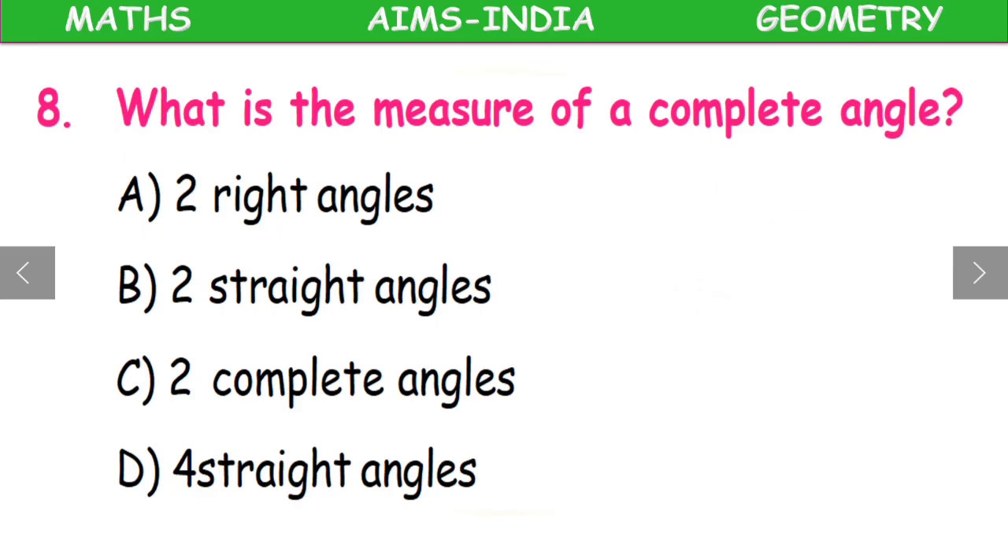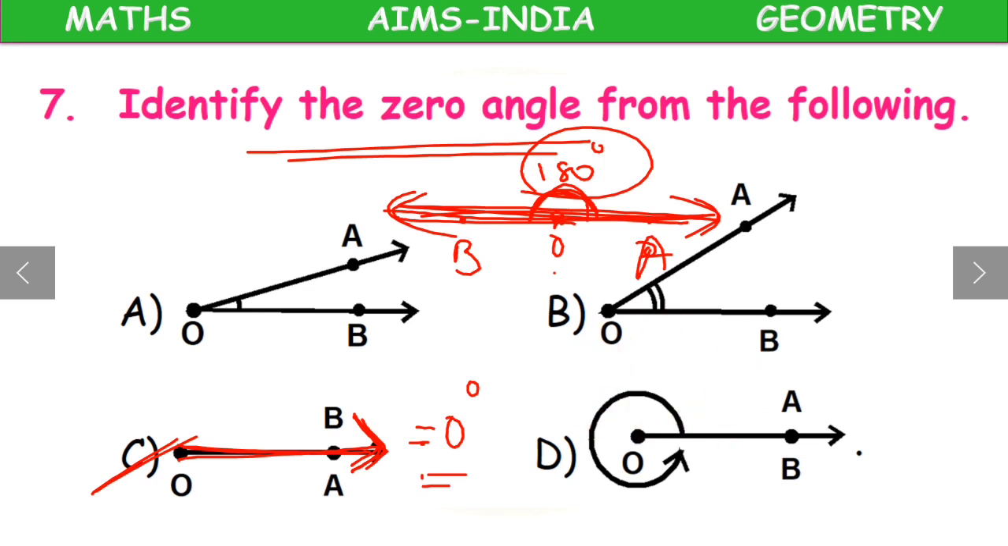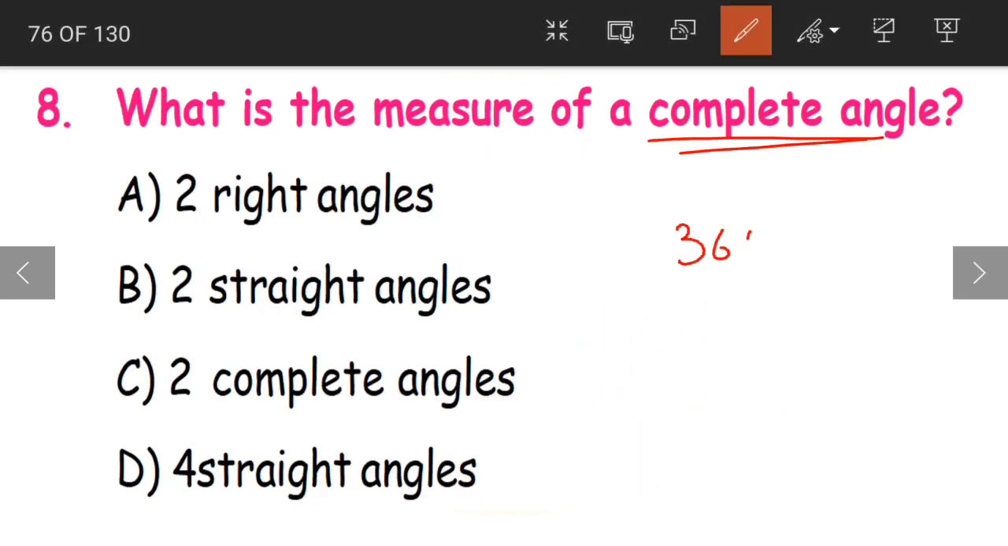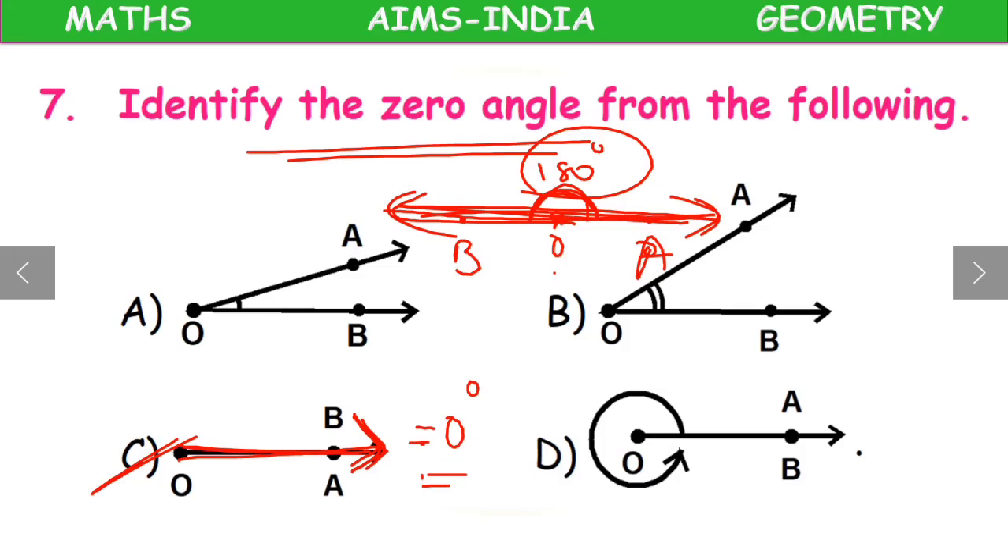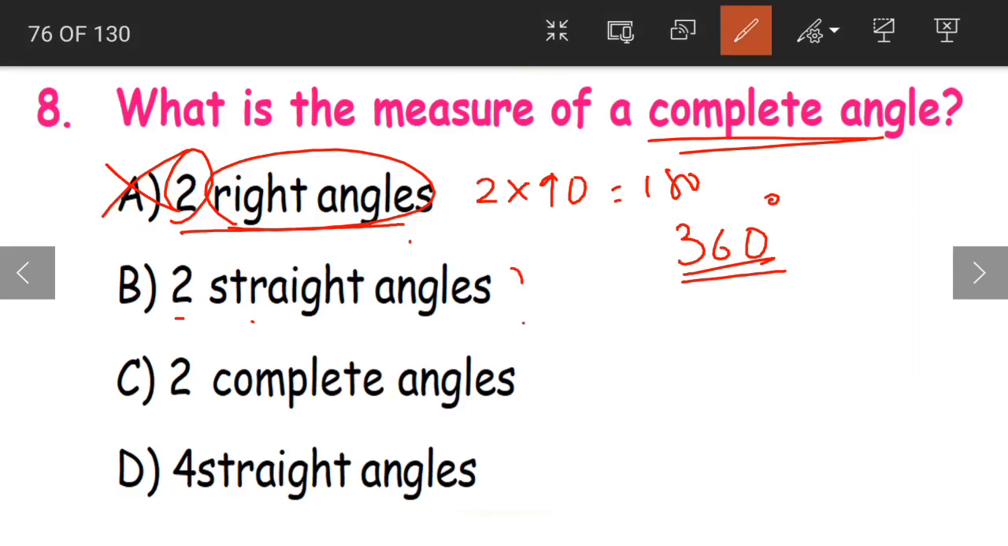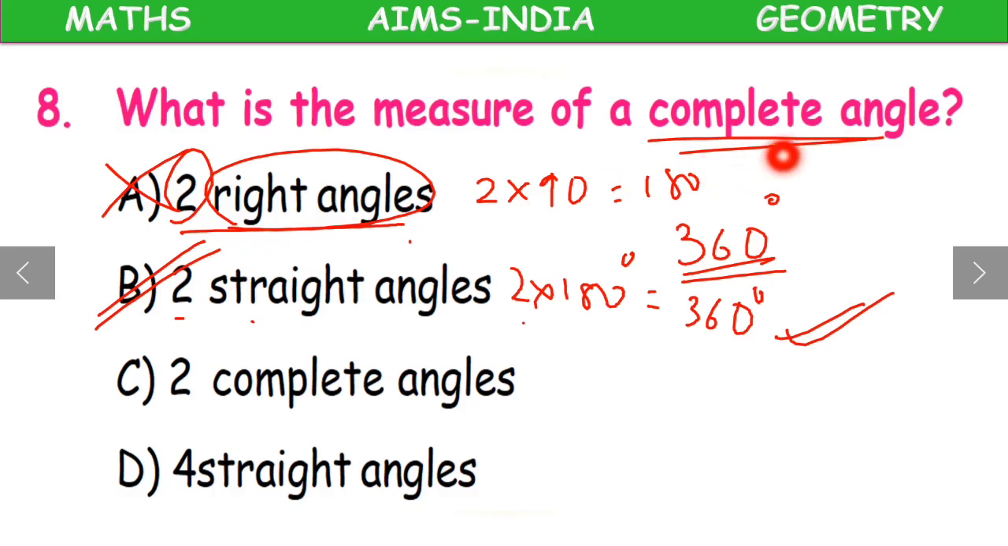Question 8. What is the measure of a complete angle? Just now we have discussed. See here, this is a complete angle. So the measure of a complete angle is equal to 360 degrees. Now is it two right angles? What is the value of one right angle? 90 degrees. So 2 into 90 is equal to 180. Is this correct? No. Next, two straight angles. Again, just now we have discussed that a straight angle is equal to 180 degrees. So let us see, 2 into 180 degrees is equal to 360 degrees. Yes, so option B becomes our correct answer. One complete angle is nothing but two straight angles.